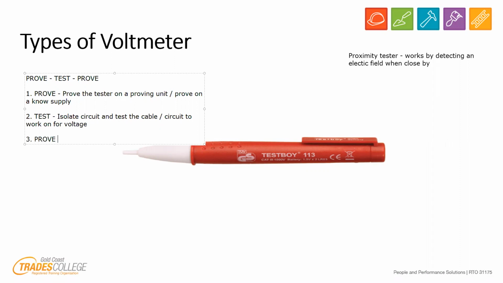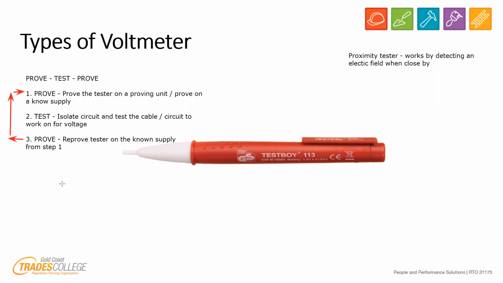Prove again, all right? It's reproving on the known supply from step 1. You have to put the tester on the same thing that you did in this one, and I'll do my little arrows across, up and back.